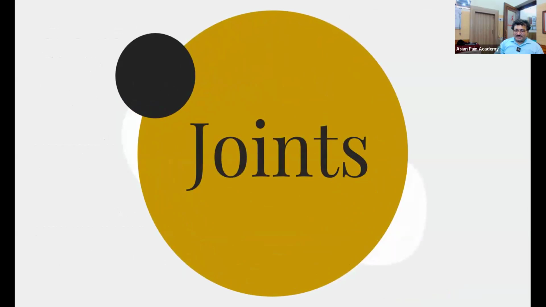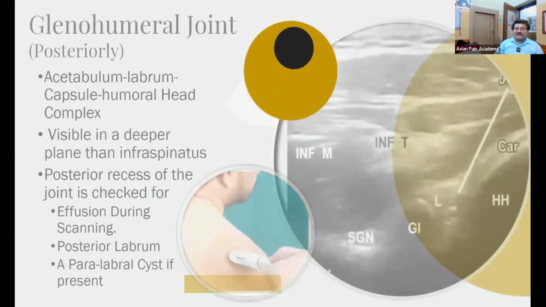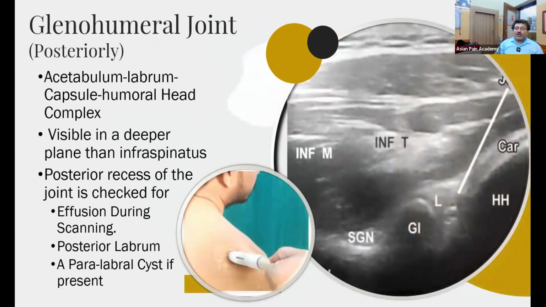Now coming to the joints. Where to find the joints? To find the joints, simply search in two areas. If you want to go for the glenohumeral joint from the posterior side, you just look deep to the infraspinatus tendon. So below the infraspinatus tendon and infraspinatus muscle, we will be able to see the humeral head, and it is distinctly and clearly visible because of its shape. Then we have the labrum, which remains just towards the medial side from this humeral head.